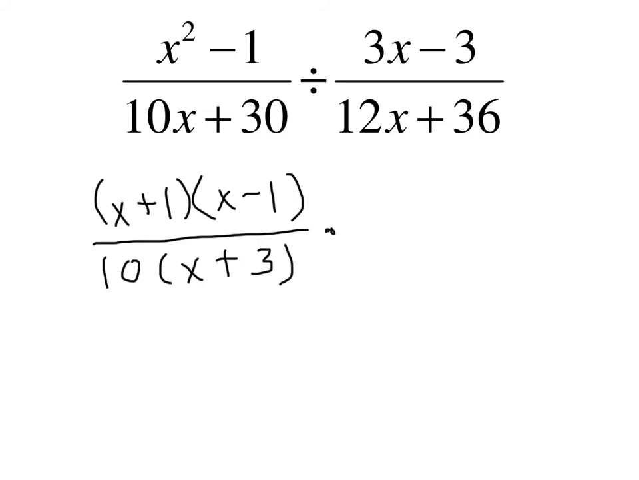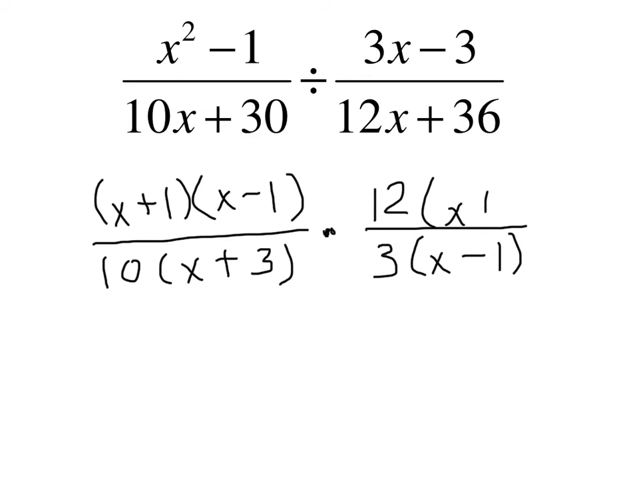Now we're multiplying this times the reciprocal of this second fraction, so we're going to factor it as we flip it. So 3x minus 3 factors into, and what does the numerator, the 12x plus 36, which is our new numerator, have as a common factor? When you factor out the 12, you're left with x plus 3. So we factor and flip at the same time.